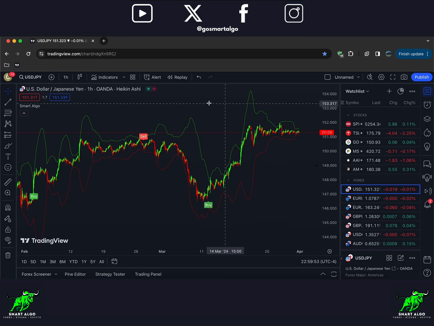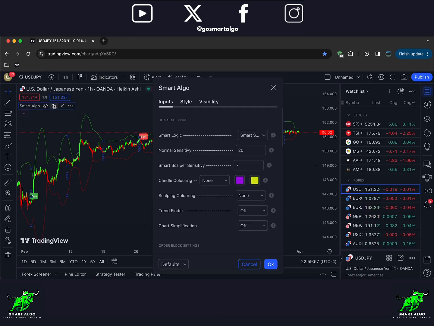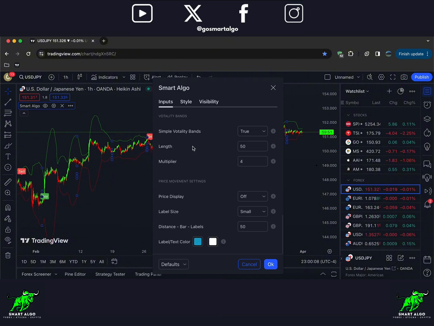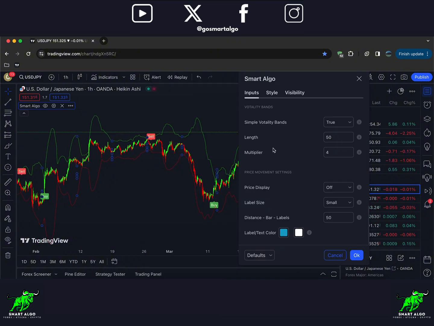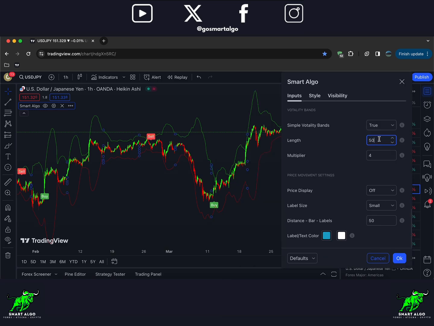They follow specific rules based on the settings you choose, which are length and multiplier, as you can see right over here. So the length is how many recent price points the bands will look at to decide how to move. A higher length means they're considering more price points, which usually makes the move smoother and less reactive to sudden changes because they're averaging out over more data. So for example, if we switch the length from 50 to, let's say, 100, you'll see that the lines will smooth themselves out.